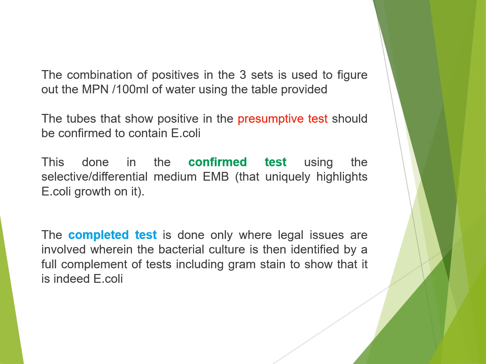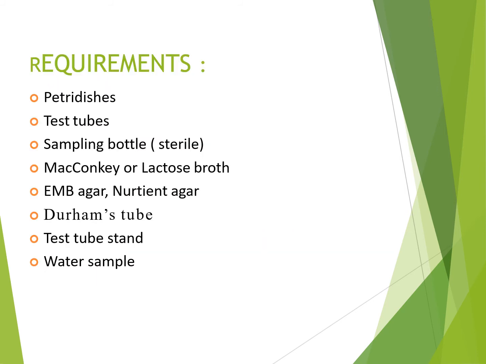The tubes that show positive in the presumptive test should be confirmed to contain Escherichia coli. This is done in the confirmed test using the selective or differential medium EMB, that is especially for Escherichia coli growth. The completed test is done only where legal issues are involved, when the bacterial culture is then identified by a full complement of tests including gram stain to show that it is indeed Escherichia coli.